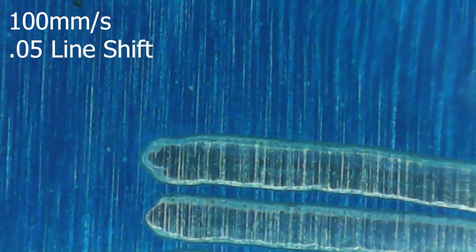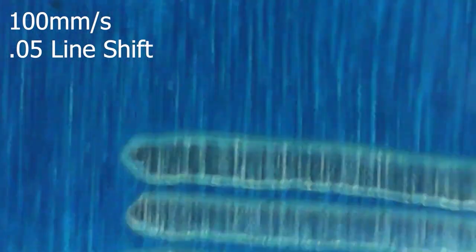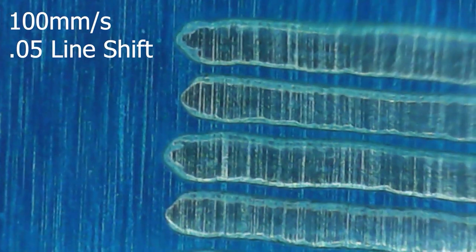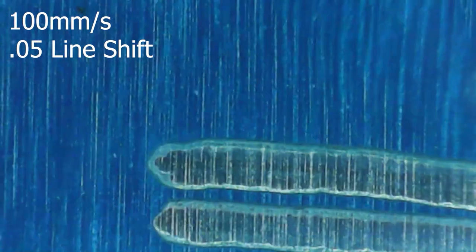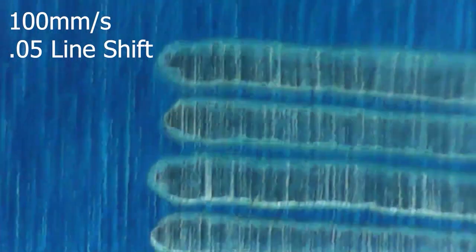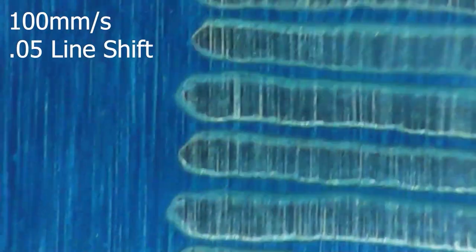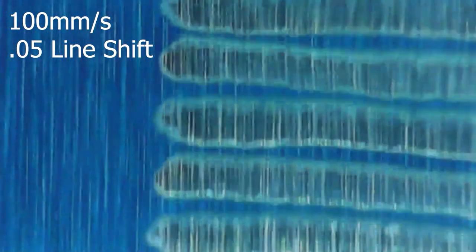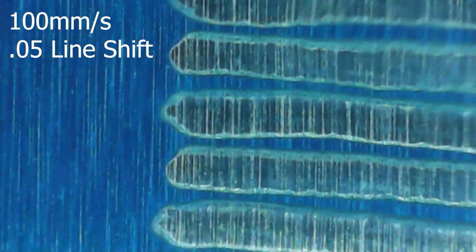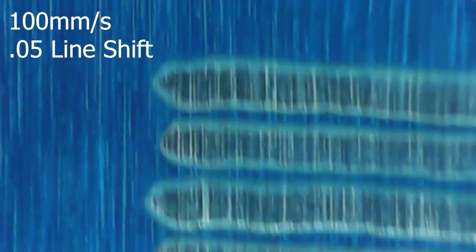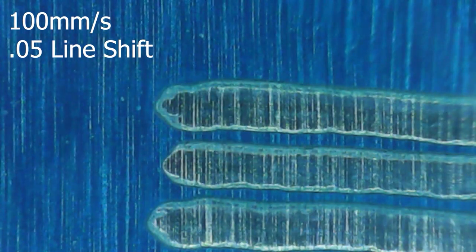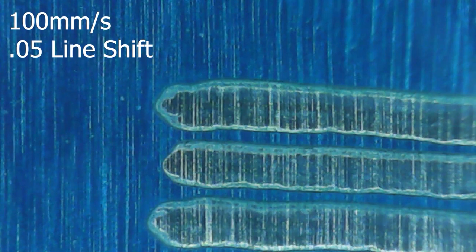Okay, now we're at the top of our card here, and this is the 100 millimeters per second value. Now as you can see, it's almost there, it's pretty close. On average, we're just about there. I think if we added just a little bit more, maybe 0.01, we would be on the dot.